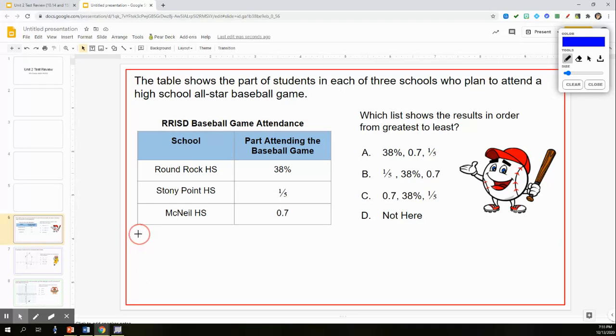So the first thing I need to do here is change all of the rational numbers that they give me to decimals. So I'm going to convert to decimals.